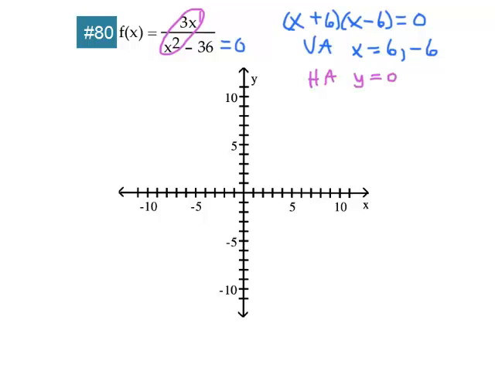So we have vertical asymptotes at 6, and, oh, that was -6, at -6 and at 6. We have a horizontal asymptote at 0, and so what it should look like is, I think what it should look like is this.